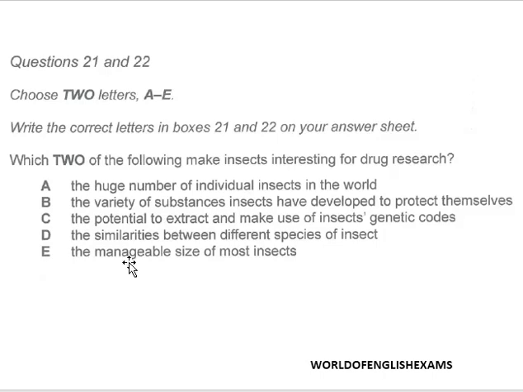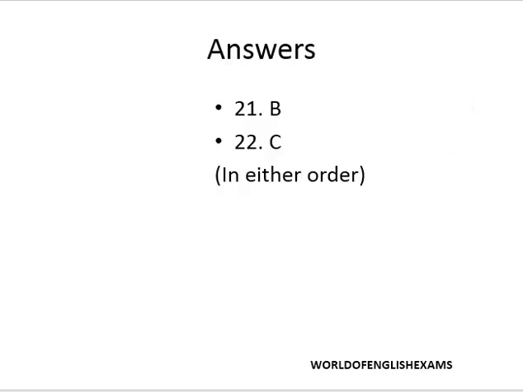So now let's see why D and E are not the answers. Similarity between different species of insect. Did you read anything like this? No, hence option D is eliminated. Then the manageable size of insects. Did you read about it? No. So hence option E is eliminated. So the right options are B and C. So this is how you need to choose two correct options, and you can write them in either order, guys. So there is no necessity to indicate the options in the order of the alphabet. You can write them in any order, but make sure that you're getting both the answers correctly, so as to score the full marks for this question type.